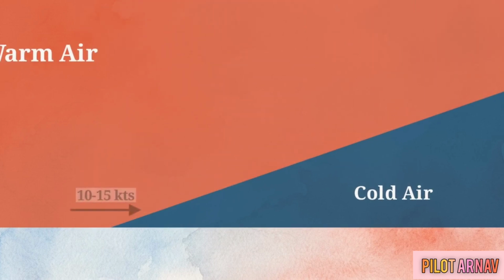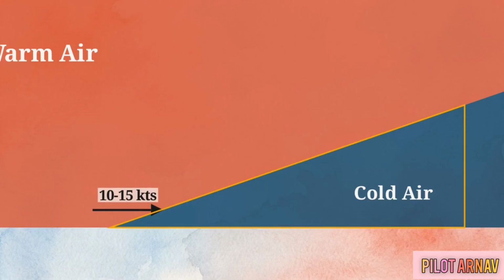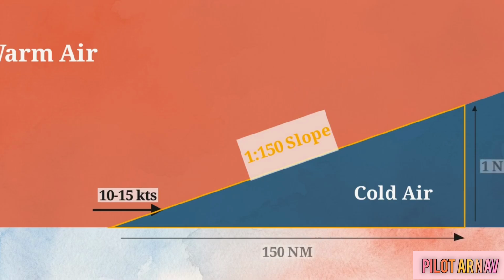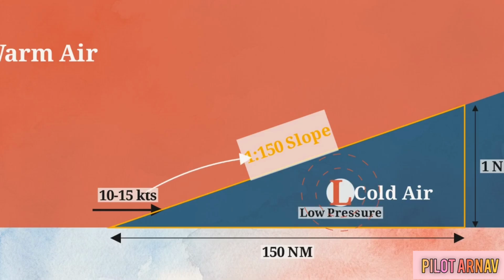The warm air faces resistance from the heavier cold mass, resulting in a slow forward speed of about 10 to 15 knots and a shallow slope of roughly 1 to 150. For every 150 nautical miles covered horizontally, the air rises 1 nautical mile vertically. This rising air creates a low-pressure zone ahead of the front.